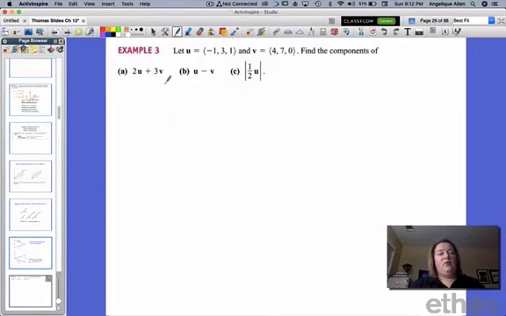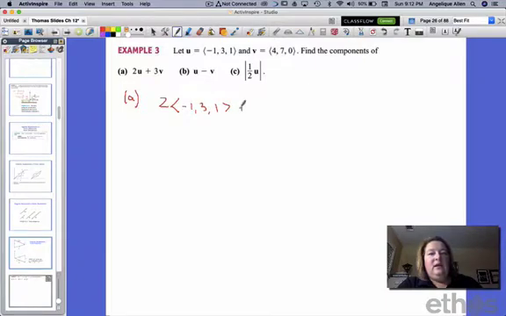Okay, so fortunately the arithmetic is super simple. If you want to pause here and come back and see if you're right, that's a good idea. All right, so for A, we've got 2 times negative 1, 3, 1, plus 3 times v, which is 4, 7, 0. So that gives us negative 2, 6, 2, just distributed, and 12, 21, 0. Now we have to add.